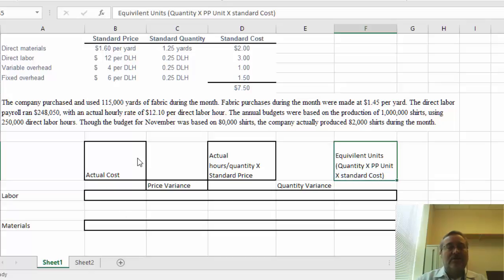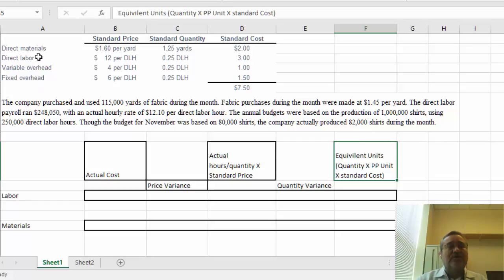The way I do this is I set up three columns. The first column on the left is the actual cost. The middle column, and this works for both direct material and direct labor, is the actual hours, or the actual quantity, times the standard price. And then on the right side we have the equivalent units, which is our standard price times our standard quantity. So let's look at this problem and see some of the variables that we have.